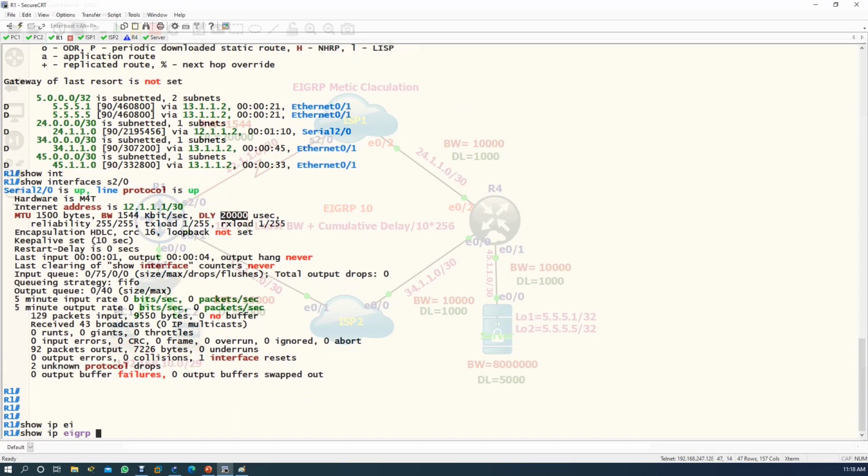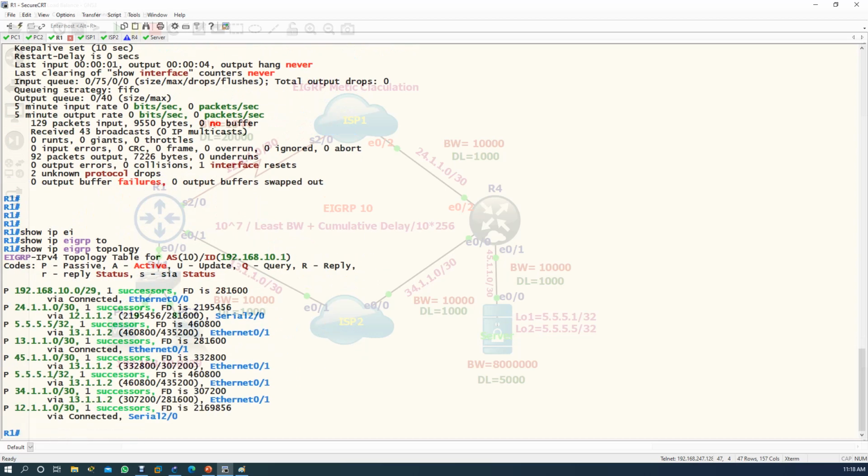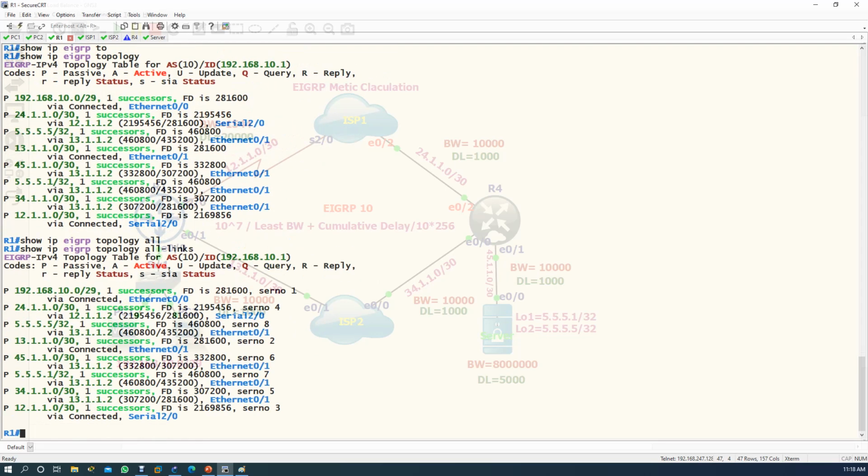Let's come here in the router 1. So IP EIGRP topology, enter. Topology, all links. Okay, to reach 5, but why 13 is not coming? 12, oh, sorry, 24 is also there. So what do you do?